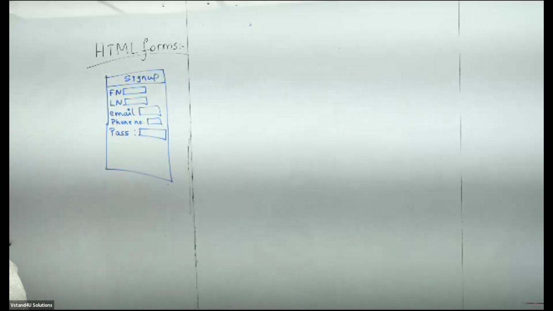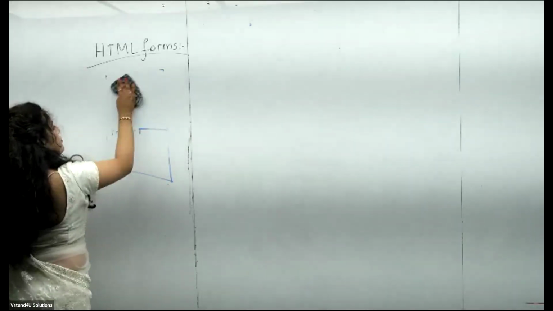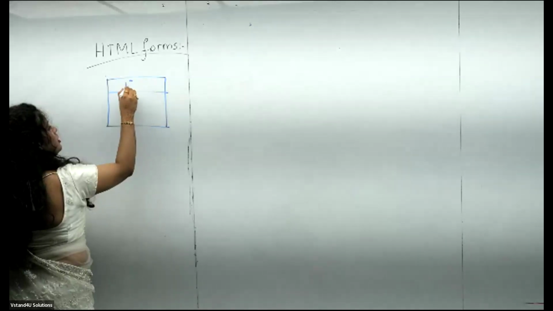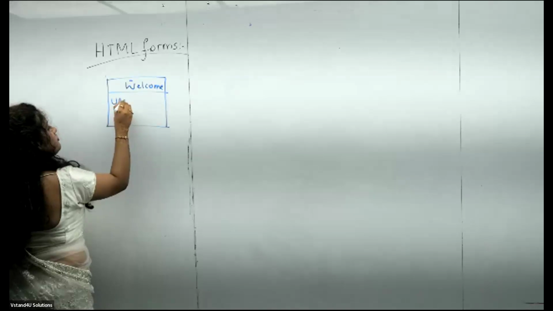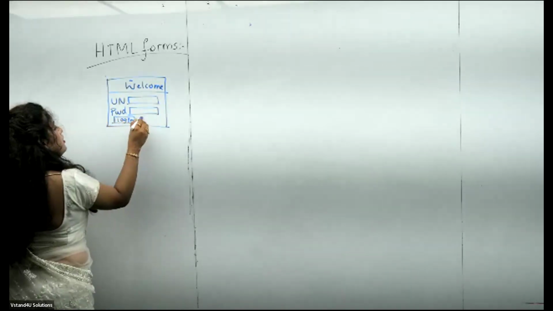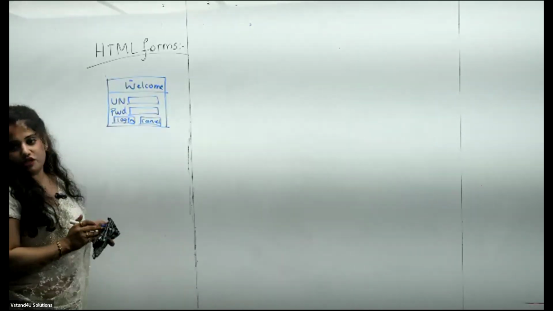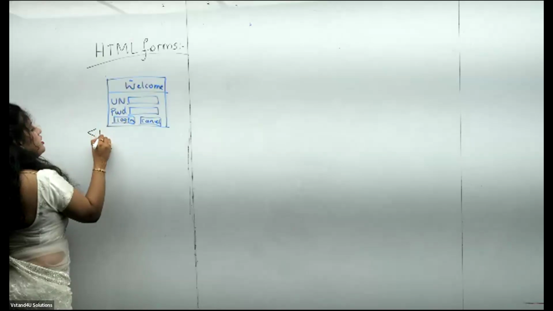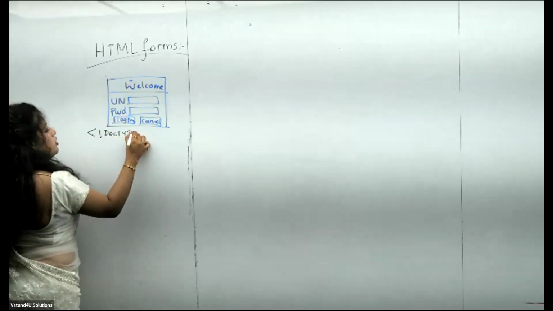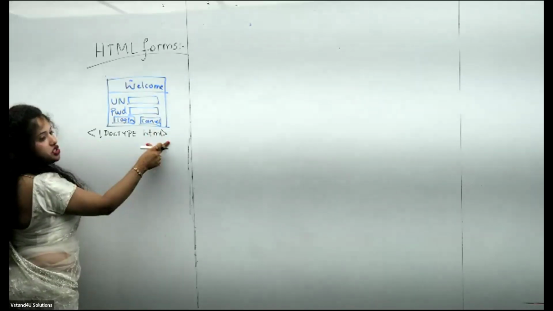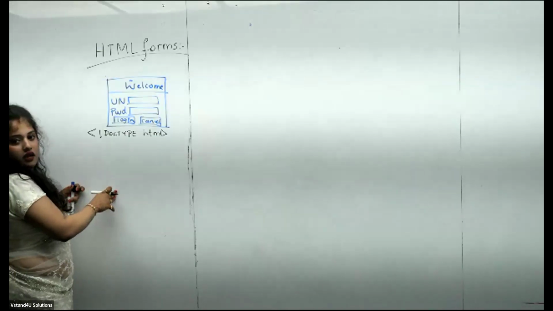Okay, before this, let me create one simple page. Let me consider one page that is your welcome page or login page. First of all, let us create username, password, and a login button and cancel button. Clear? First, we will develop this page. So how to start with this? You will write doctype HTML. What is your doctype HTML called as? Root element or parent element.